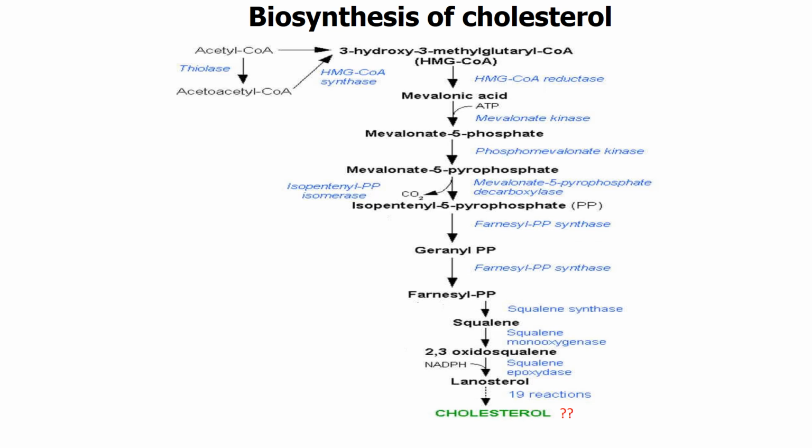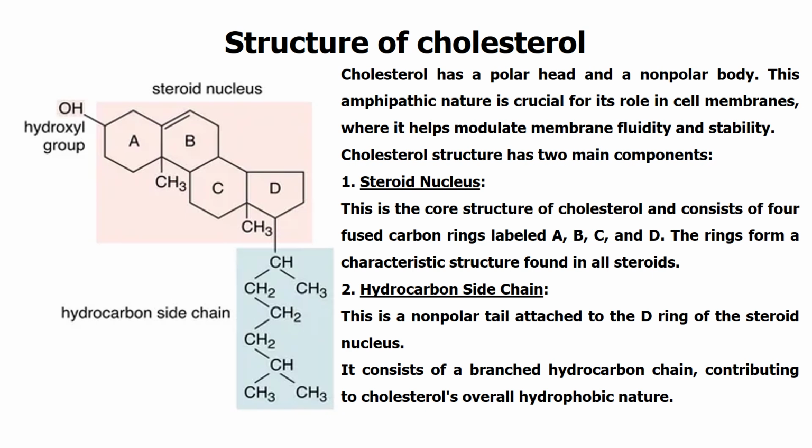Now, what is this cholesterol and what shape does it have? What is the structure of cholesterol? This is the structural backbone of cholesterol, the one that is painted in pink. It has a polar head and a non-polar body. It is this amphipathic nature that is crucial for its role in the cell membrane, where it helps to modulate membrane fluidity and stability.